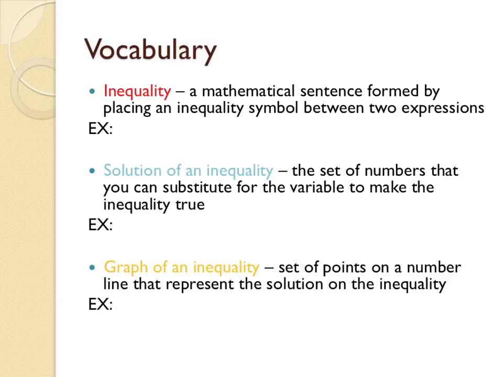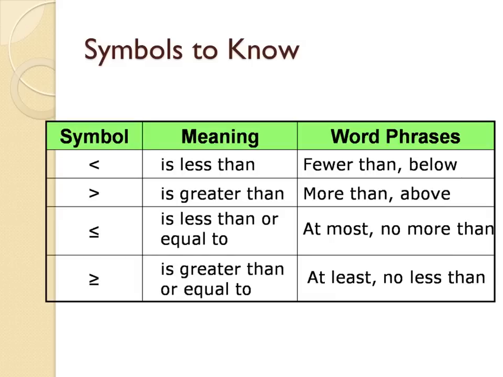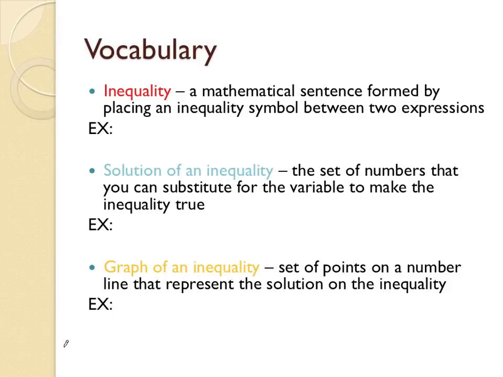So let's get started. We're always going to start out with some vocabulary. The first term that you need to know is inequality, and an inequality is a mathematical sentence formed by placing an inequality symbol between two expressions. We did learn about inequality symbols in the younger grades, and those are greater than, less than, greater than or equal to, less than or equal to. Instead of having an equal sign, we just have one of those symbols.